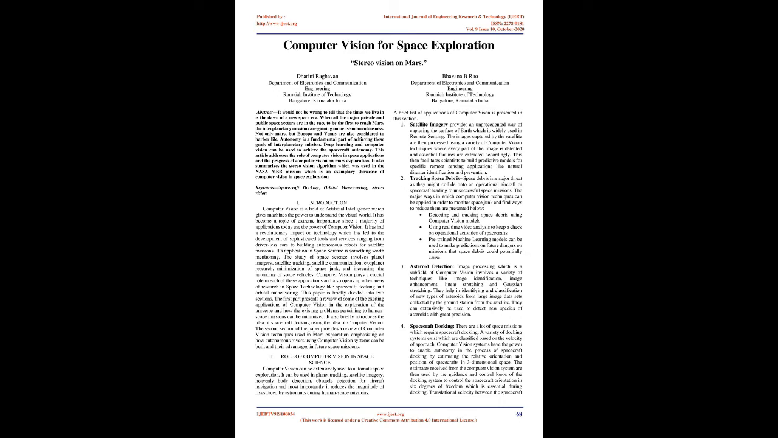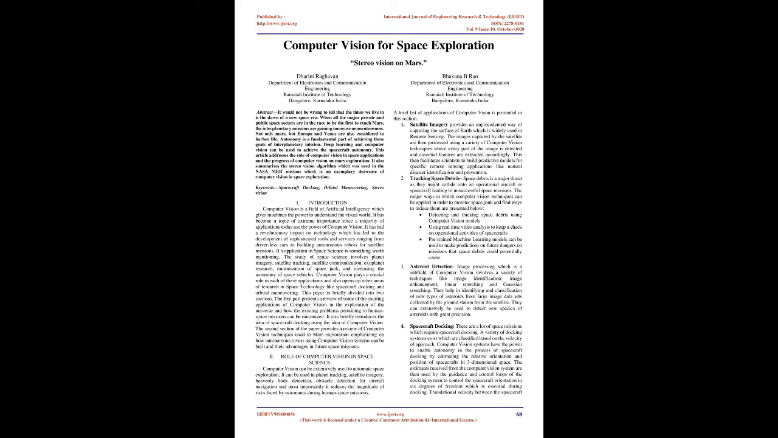1. Satellite imagery provides an unprecedented way of capturing the surface of Earth, which is widely used in remote sensing. The images captured by the satellite are then processed using a variety of computer vision techniques where every part of the image is detected and essential features are extracted accordingly. This then helps scientists build predictive models for specific remote sensing applications like natural disaster identification and prevention.